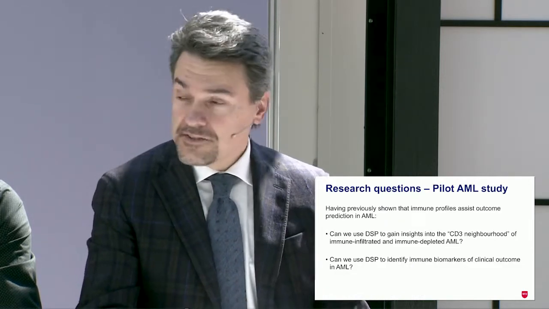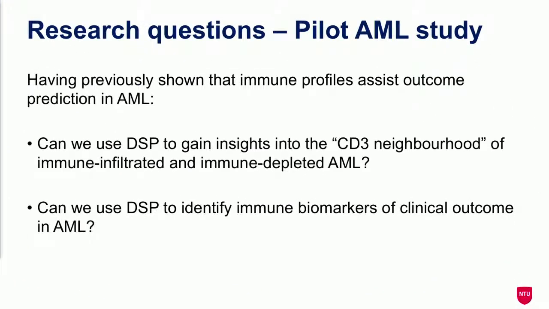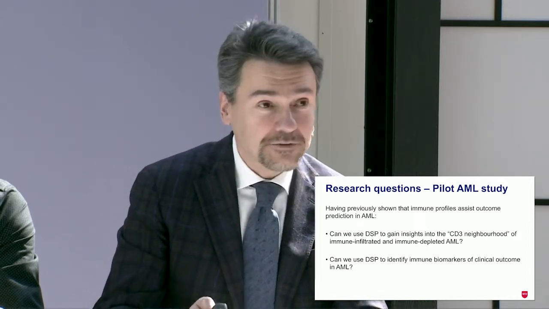So the research questions behind our AML pilot study. Having previously shown that immune profiles can assist outcome prediction in AML, can we use DSP to gain insights into the CD3 neighborhood of immune-infiltrated and immune-depleted AML? We all know that having good neighbors is important. So what about the CD3 neighborhood within the bone marrow biopsies? And can we use DSP to identify immunological biomarkers of clinical outcome in AML?